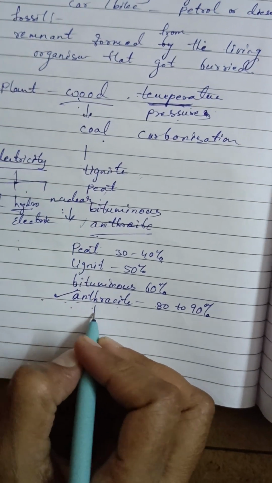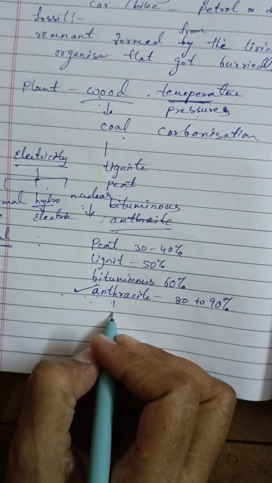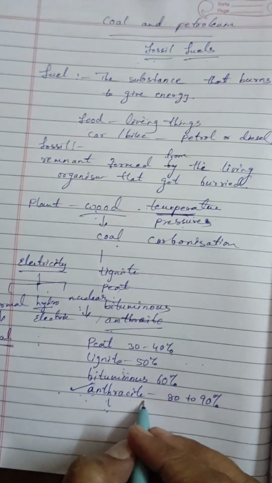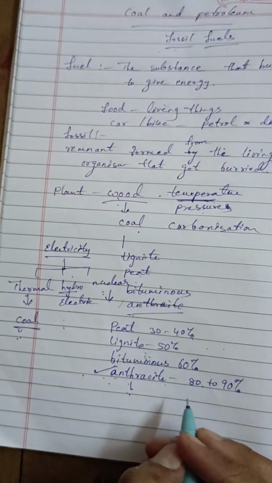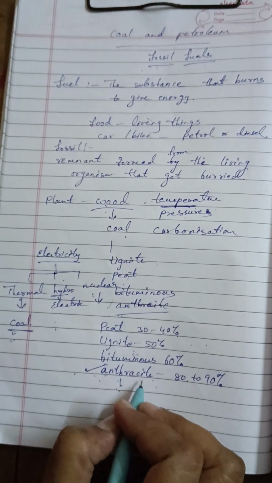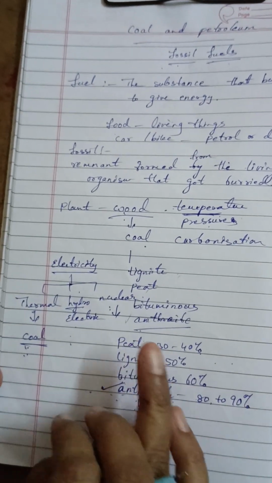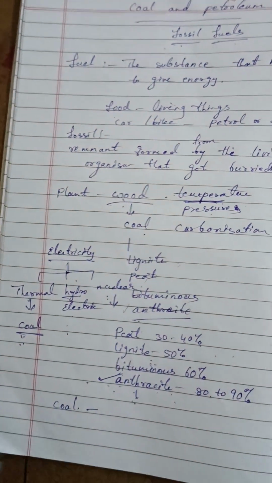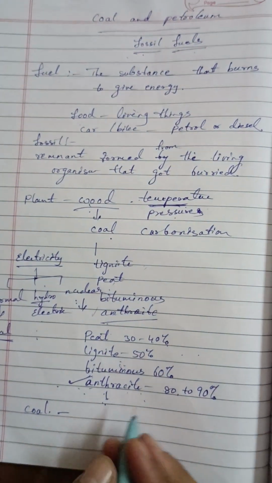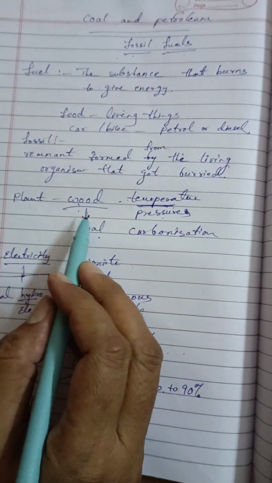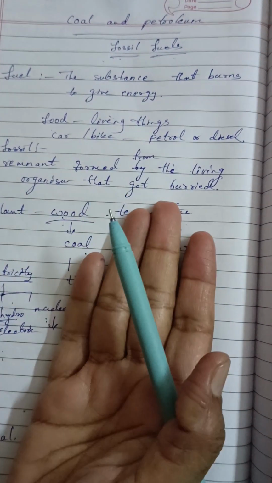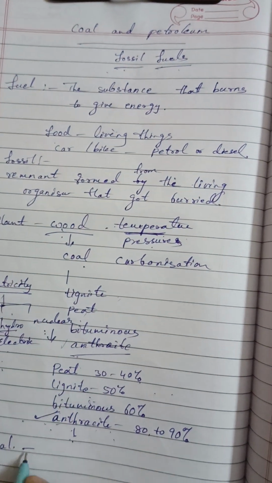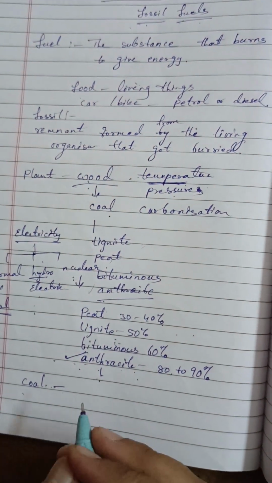This is the hardest form of the coal, and it is the pure form of the coal, whereas lignite is the soft form of coal. Anthracite is the hard and pure form of the coal, right? Are you understanding about this fossil fuel, that is the coal? The formation of coal takes hundreds or we can say thousands of years, because the plants have to get buried, and due to the increase in temperature and pressure, this coal is formed. That's why we should not waste the coal, because it will take much time.